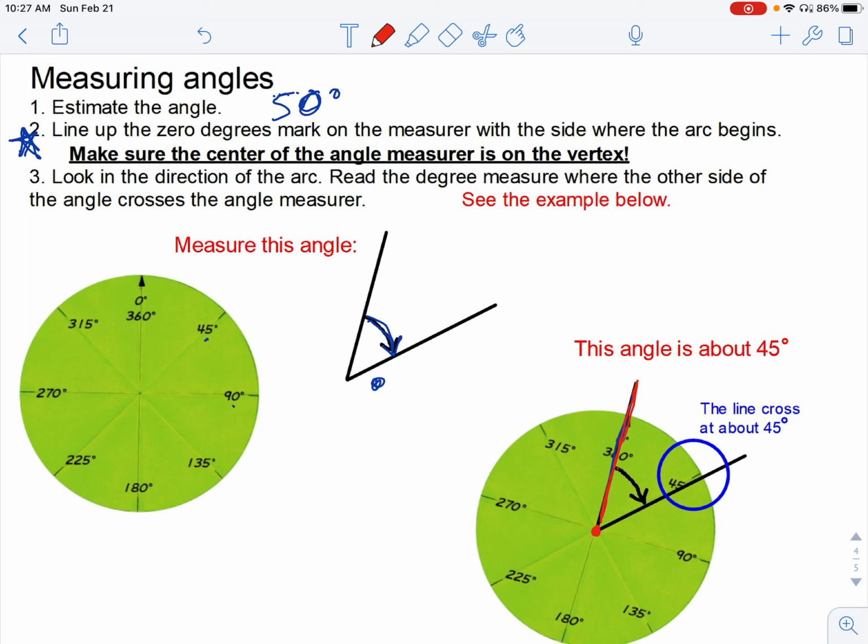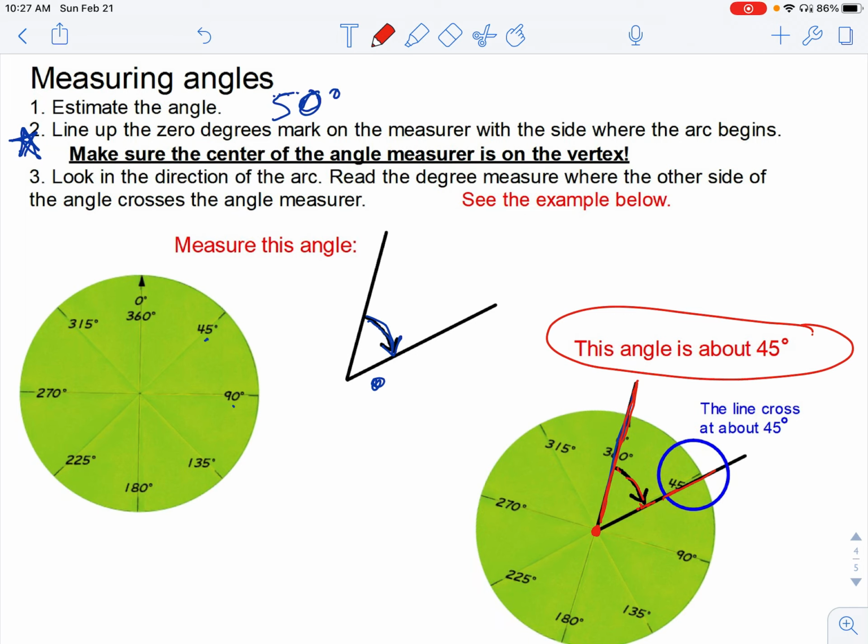And then, step 3 is just to look in the direction of the arc. So we follow the arc to here. Okay, it lands here. And then read the degree measure where the other side of the angle crosses the angle measurer. So here, the line crosses at about 45 degrees. So we can conclude this angle is about 45 degrees.